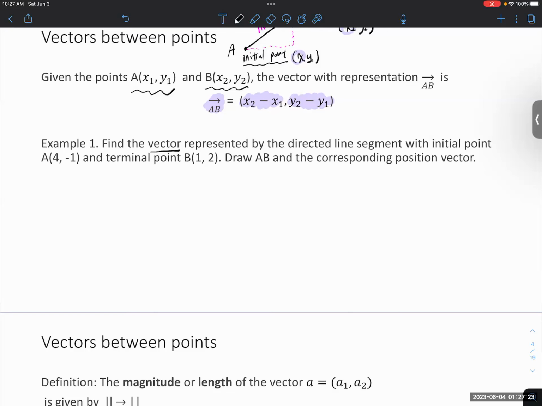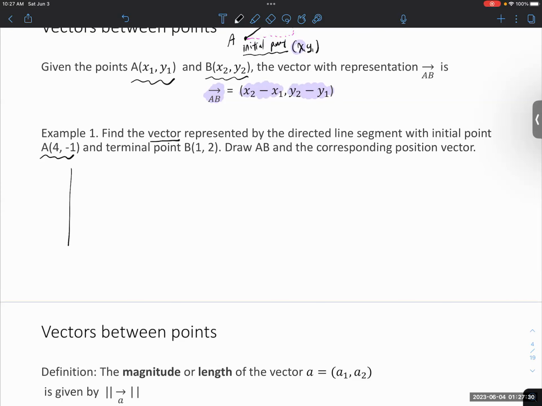Example 1, find the vector. I'm going to find the vector of the directed line segment with the initial point given as (4, 1). So I point out 1, 2, 3, 4, 1. This is (4, 1). And I have a terminal point (1, 2). So where to where? This is the initial, and this is the terminal. So this is the vector AB. Am I correct? They want you to find the AB vector.